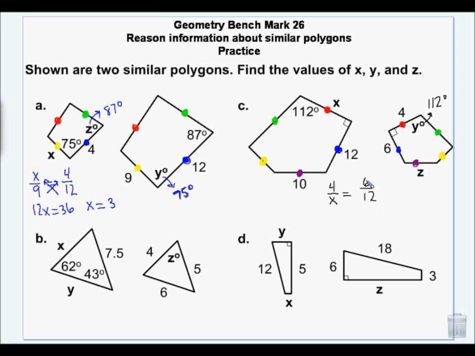What does 6 over 12 equal? 1/2, right? So rather than multiplying by 6 and 12, I could reduce it if I wanted to. Whoops, not x over 4, 4 over x. And make that 4 over x is equal to 1/2, couldn't I? Since this one reduces, which would give me x is equal to 8.